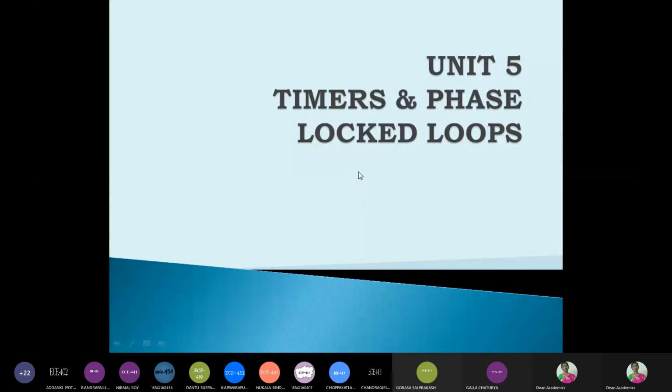In this class, we are going to study Unit 5. In Unit 5, I'm going to give you an overall introduction. After that, introduction to the 555 timer and its features, applications of the 555 timer, and the functional diagram of the 555 timer. All these we are going to learn and understand.